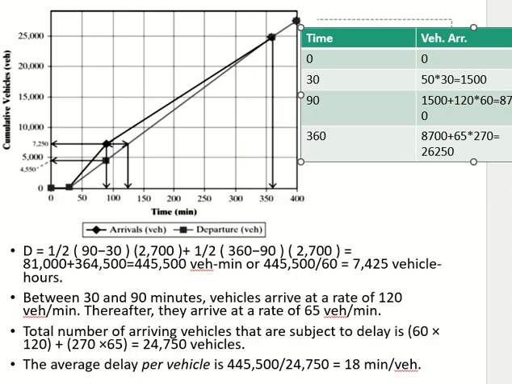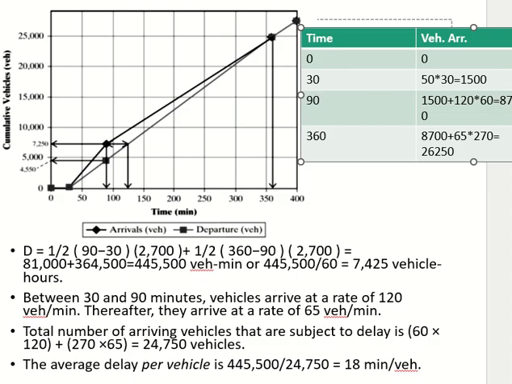Now you are trying to calculate delay, right? Delay is the difference of area between the two lines. Clear? We divide the area between them into two right angle triangles. This one and this big one. So there are two right angle triangles.